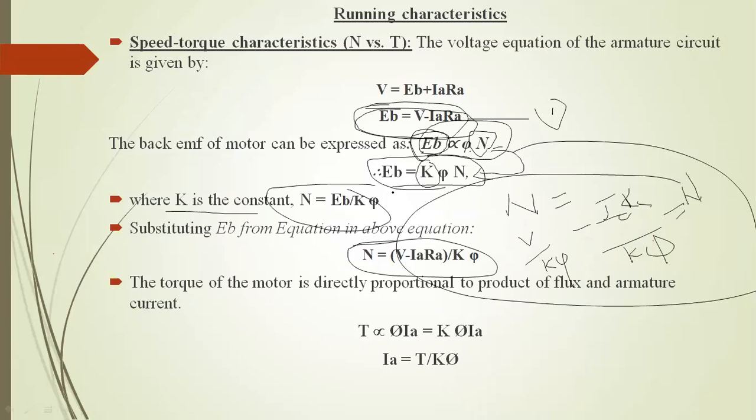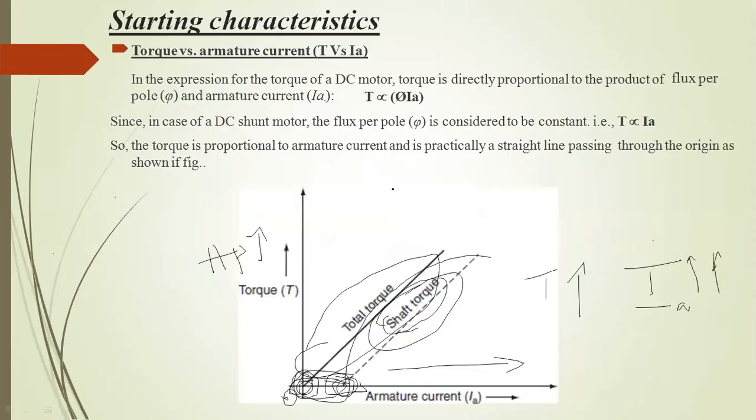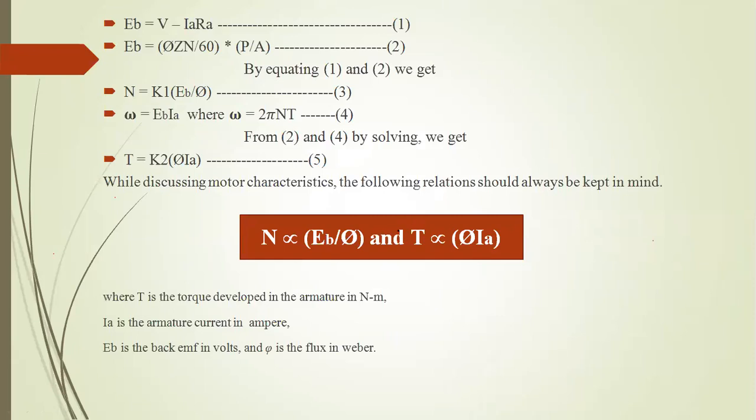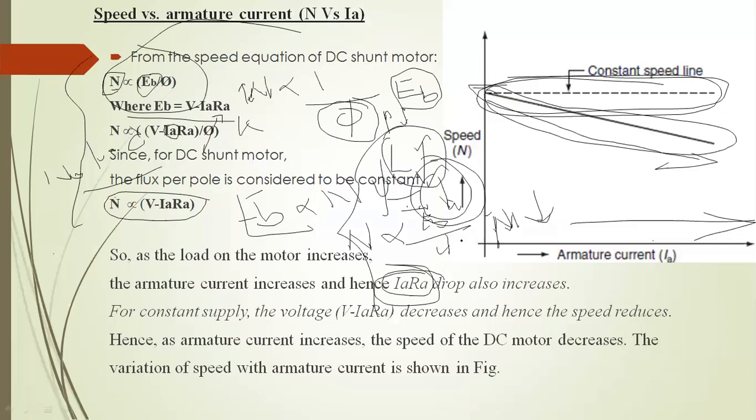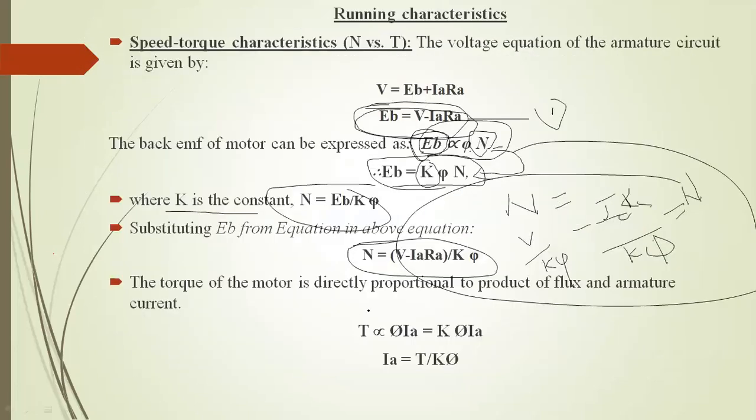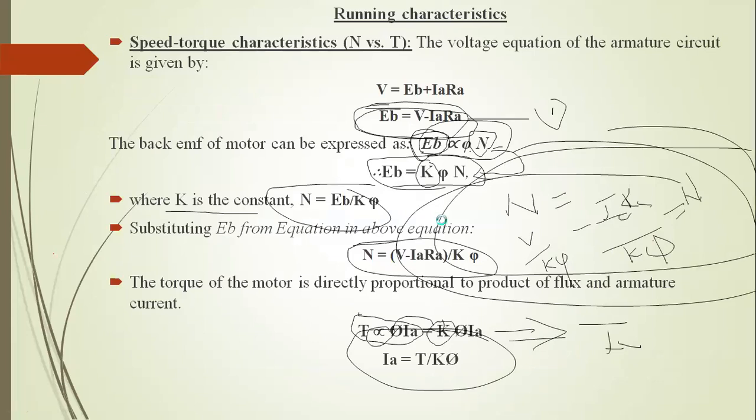Now I am taking the first equation which I showed you, which is an important thing to keep in your mind. Torque is directly proportional to phi IA, and EB is directly proportional to N phi, so N is directly proportional to EB by phi. Here, torque is directly proportional to phi IA. From this, I also make the proportionality into an equality by putting in a K. So from this equation, IA is nothing but T by K phi. Now I substitute this IA in the above equation of the speed.